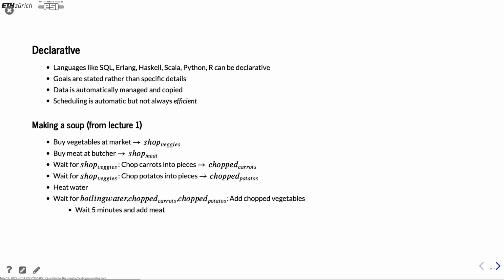And here also, this could be chop the potatoes. And then we can start the task heat water. And finally, we can put everything together here as wait for boiling water, chopped carrots, chopped potatoes. And then with that, we should add the chopped vegetables. And finally, wait another 5 minutes to add meat. Looks maybe a bit complicated, but here we have declared specific tasks. And these tasks can be sent to different CPUs or processing units, and they can be handled. And then the scheduler just waits for the signals to come back.